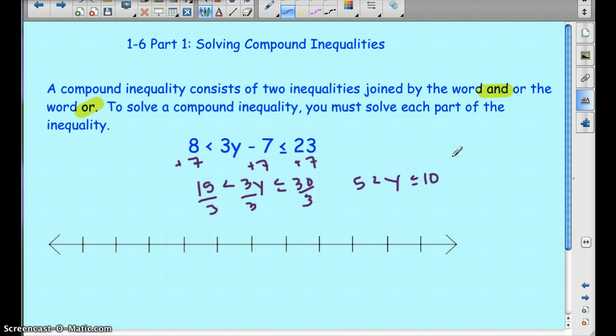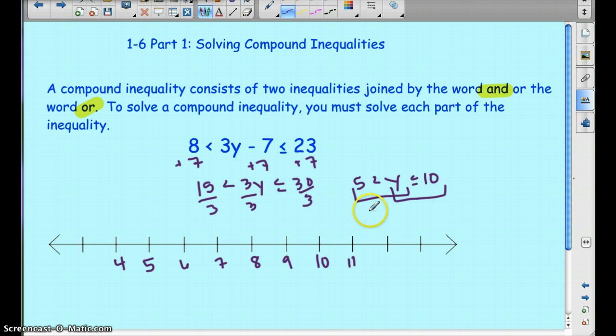So when we graph this, you're going to make a number line. And it's up to you if you want to go by ones, that's fine. I'm going to go by ones. I'm going to graph each one of these inequalities.